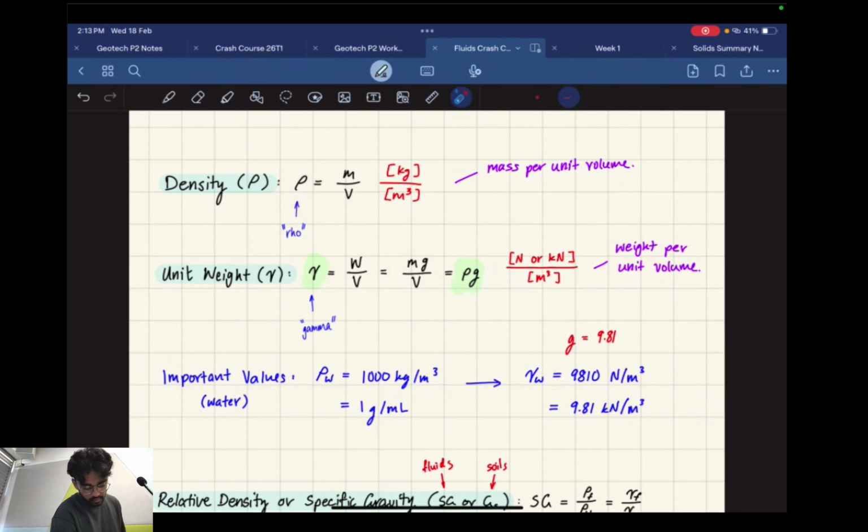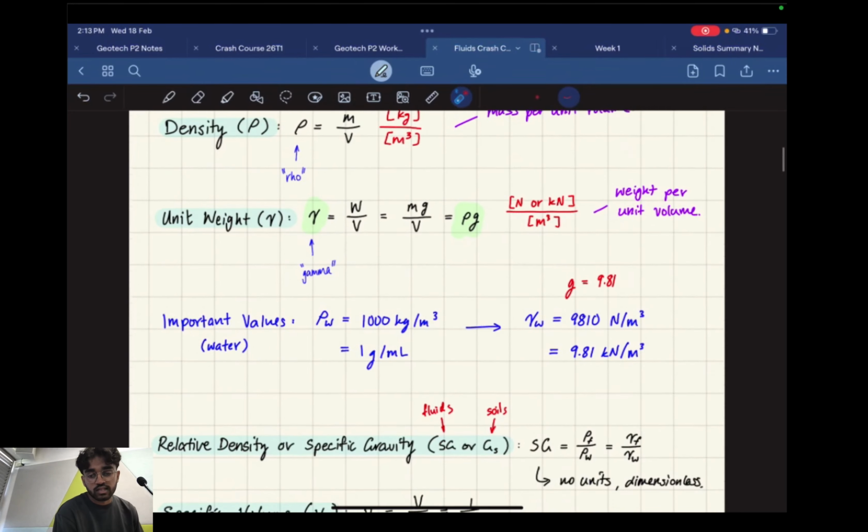There are some important values you're going to have to know. For example, water. The density of water is 1,000 kilograms per meter cubed, or 1 gram per milliliter. Another way to put it is in unit weight, 9,810, because g is just equal to 9.81, you can just multiply these values by 9.81 and you get these values.